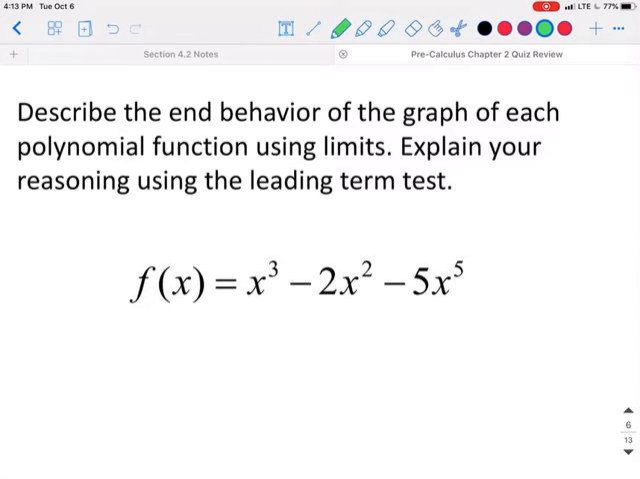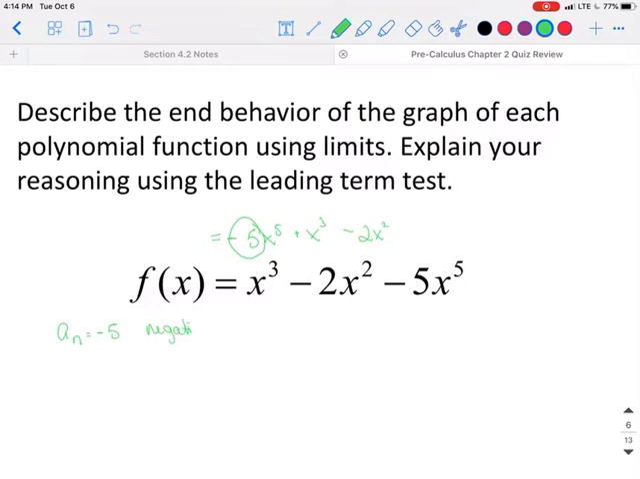Describe the end behavior of the graph of each polynomial function using limits, and explain your reasoning using the leading term test. So to use the leading term test, we first need to rearrange this formula so it is in order from largest exponent to smallest exponent. Remember, our leading coefficient is the number that is in front of the variable with the largest exponent. So in this case, it is negative 5.